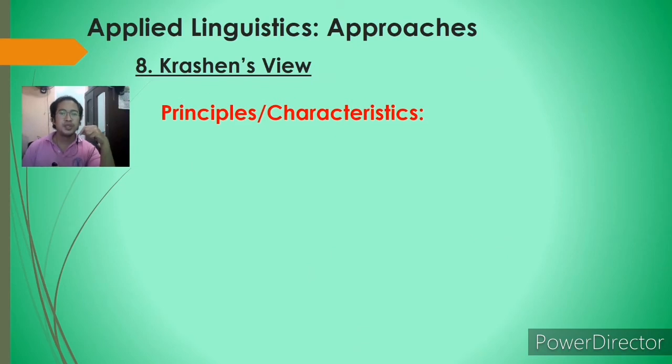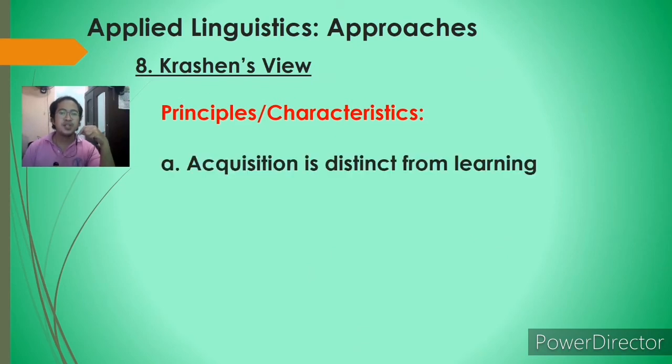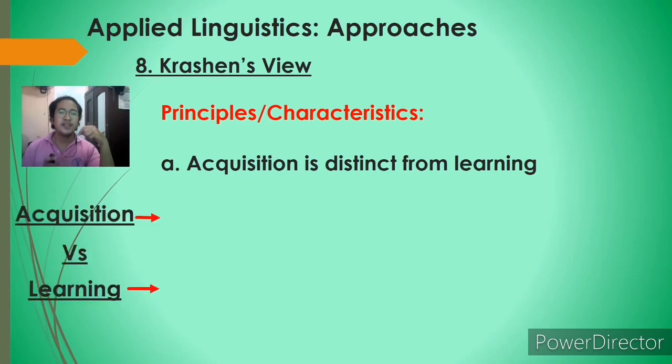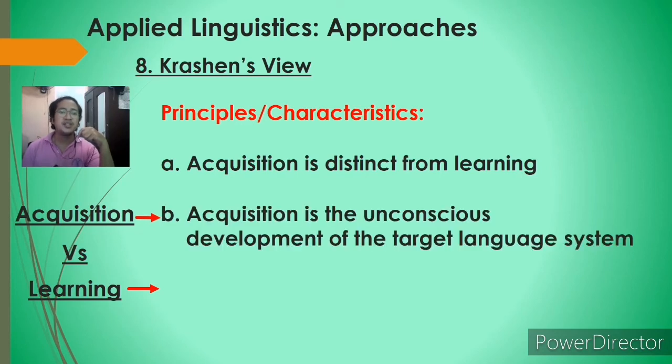In this approach, Krashen believed that acquisition is different from learning, that a child can acquire knowledge or even a language if he is constantly exposed to it and incorporate it in the storage of language in his brain. Meaning, a child can acquire a knowledge or a language because he unconsciously develops the target language in his brain.